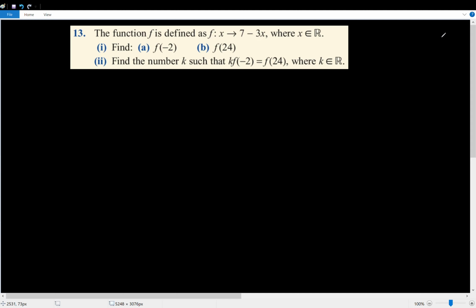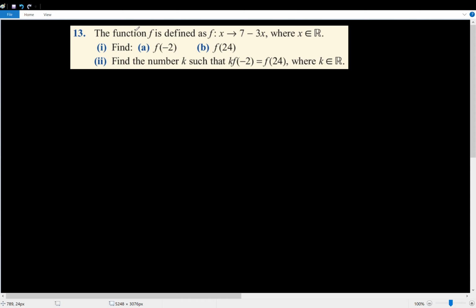This is question 13 from exercise 20.1 in Project Maths 2. The function f is defined as f of x is 7 minus 3x, where x is an element of R. For part 1a, we have to find f of minus 2, and for part 1b, we have to find f of 24.